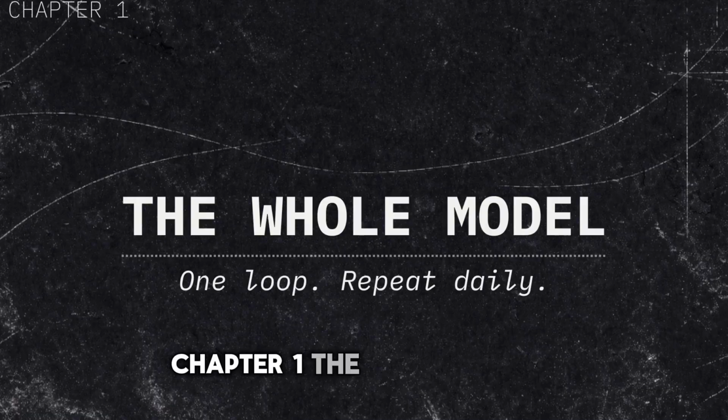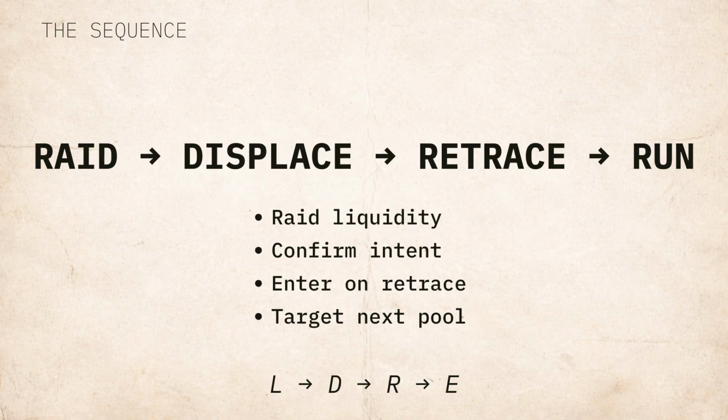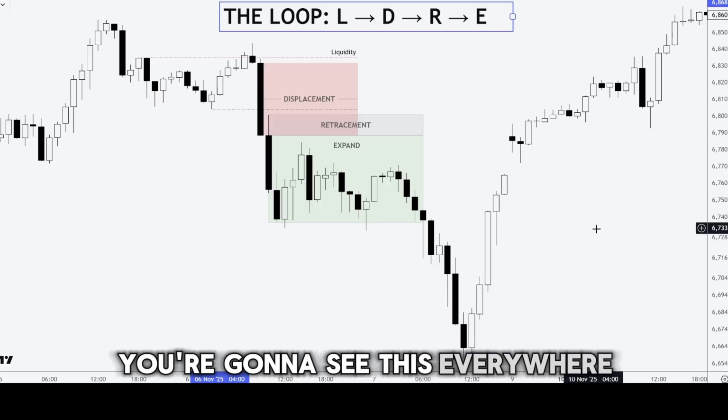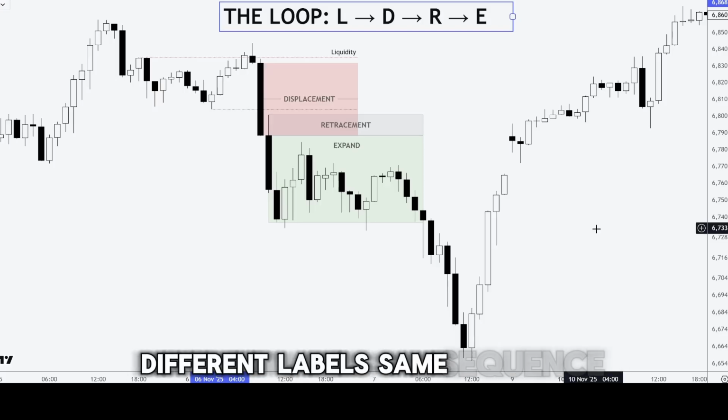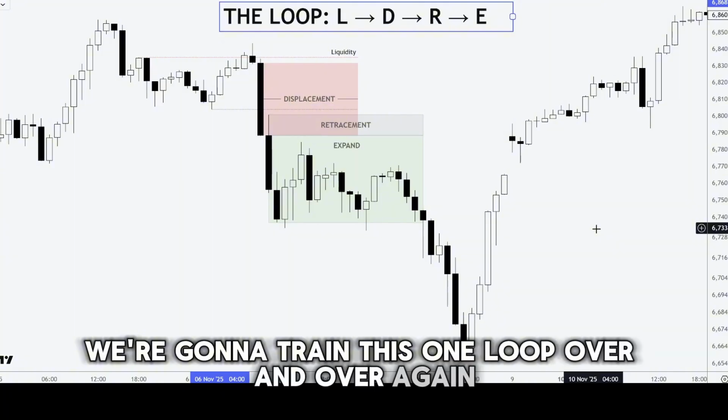Chapter 1, the whole model. Raid, displace, retrace, run. That's the loop. You're going to see this everywhere. Different labels, same sequence. We're going to train this one loop over and over again.